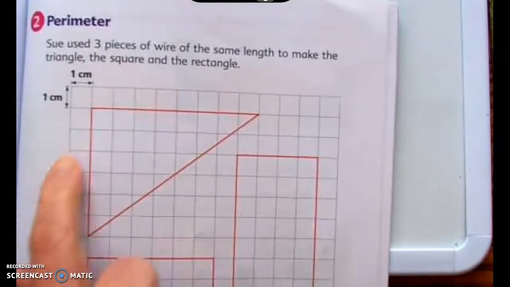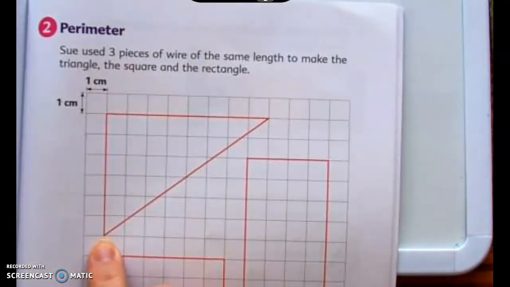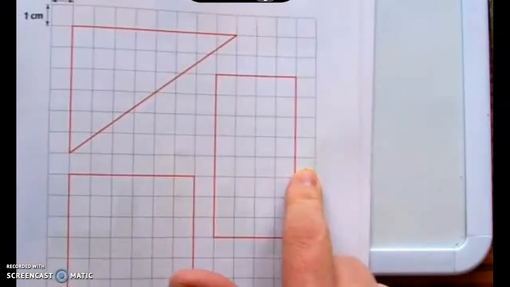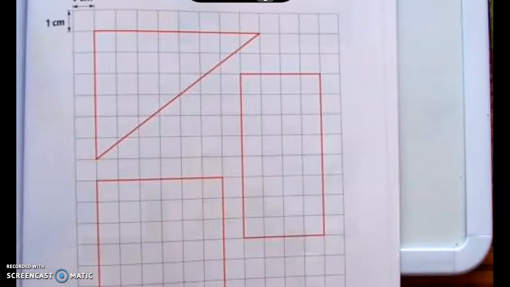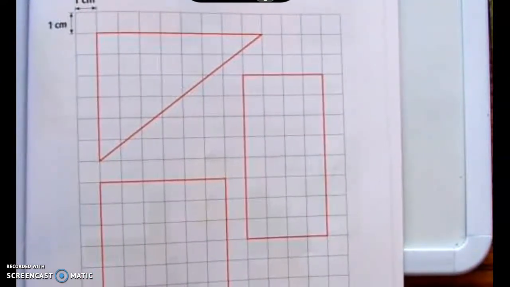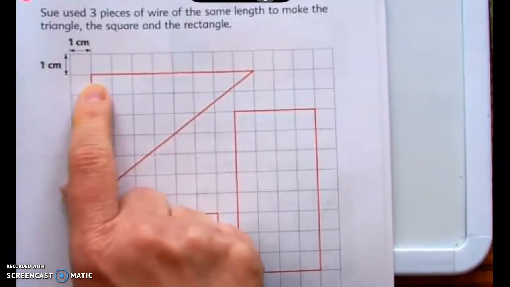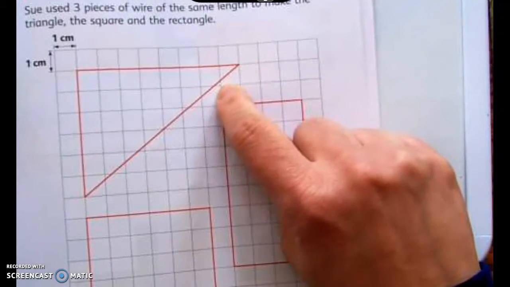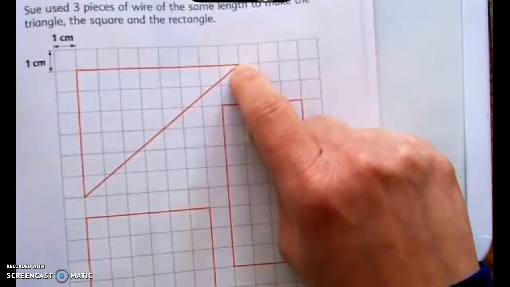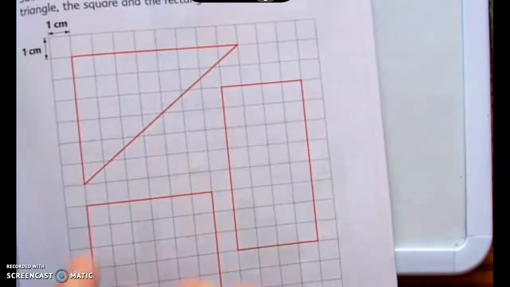Well, here it explains that Sue uses 3 pieces of wire that are the same length to make a triangle, a square, and a rectangle. And they're all the same. So these all supposedly have the same perimeter, okay? Let's figure out what that is. So they're letting us know that each little line is a centimeter, and going through them is also technically the 2 triangles kind of make up that line again. So let's see how many it is.